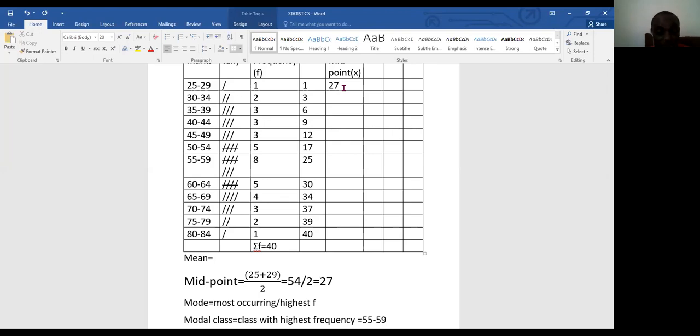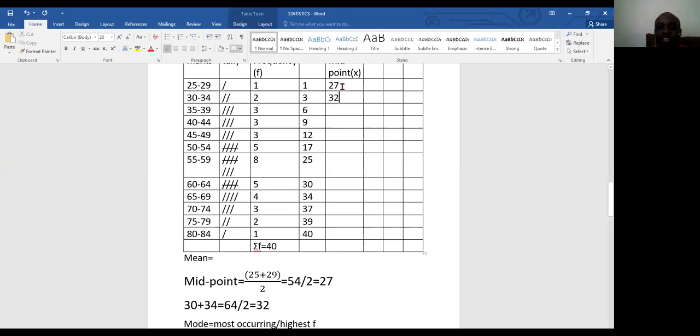The midpoint also has some marks. Then I go to the next case. I would have said 30 plus 34. Now listen carefully. 30 plus 34, I know, is 64. 64 divided by 2, what am I going to get? 32. Yes. So this one is 32.